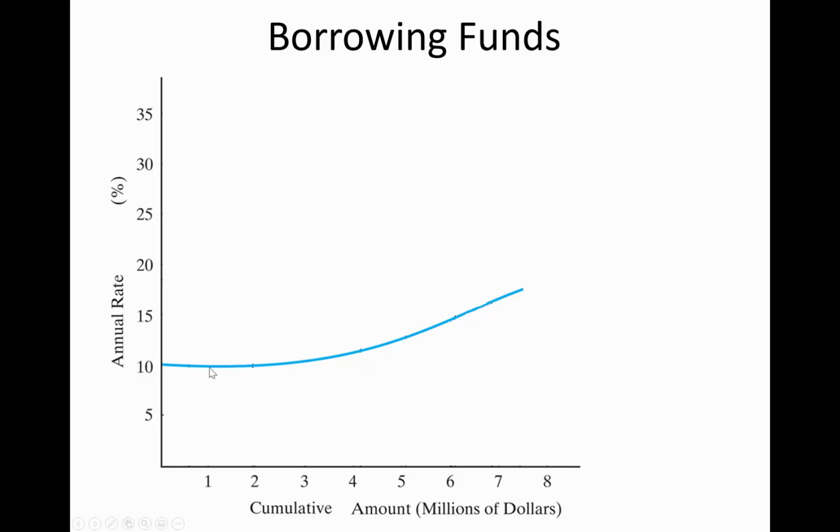So we're talking about $1 million borrowed for 10 years costs 10%. But $8 million borrowed for 10 years is going to cost maybe 17%. So why is it that a bank would want to charge a higher interest rate for the larger loan amount? Any thoughts? The risk is higher. Absolutely right.